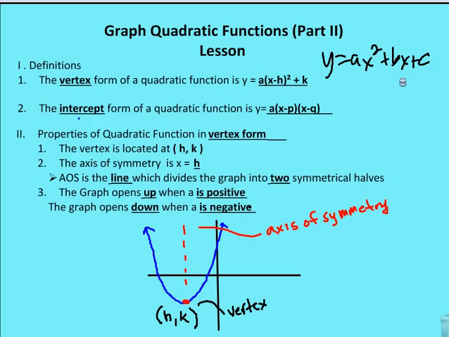Now we're going to give you the vertex form and the intercept form. The vertex form by its name gives you the vertex, and the intercept form by its name gives you the intercepts. So let's talk about the properties of the quadratic function in vertex form.